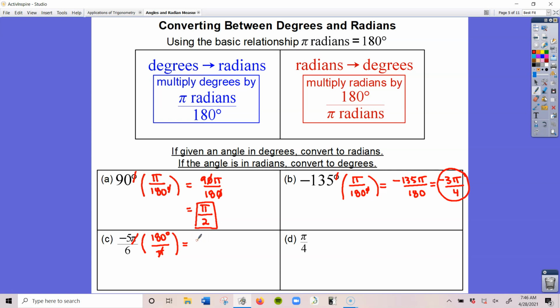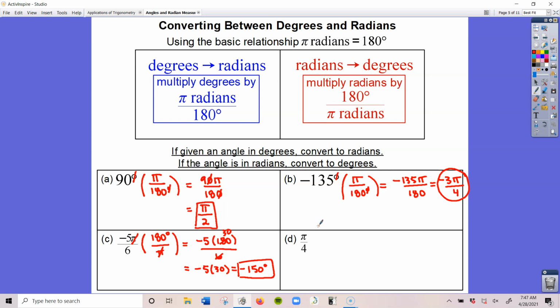We have here negative 5 times 180 over 6. 180 can be divided by 6 because 18 over 6 is 3 and then you got the 0. So 180 divided by 6 gives you 30. So now what I multiply is negative 5 times 30, which is negative 150 degrees.